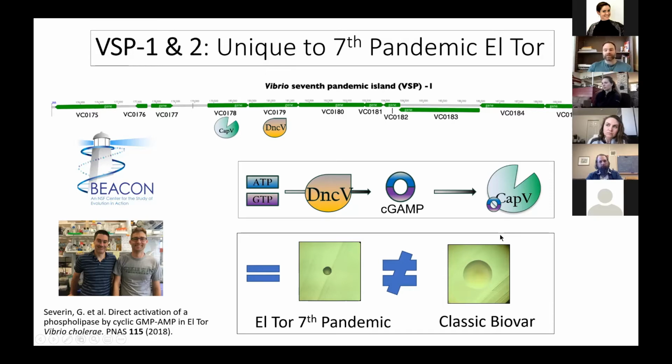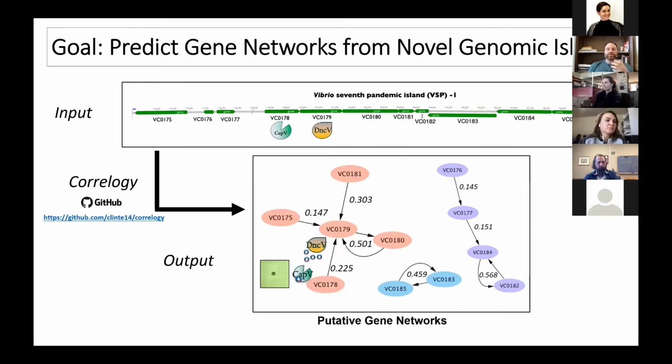Buoyed by this success, they were looking for a bioinformatic analysis of these 2 genomic islands to help them get some direction on which of these genes may work together. There's a total of 30 some odd genes in both islands. And so they turned to Beacon. Many of you may be familiar with Beacon. It's an NSF collaboration to study evolution in action. And I got on board to help them with the bioinformatics. So we've got these 2 islands, and they're unique. If you blast them, you get no hits. And so my thought was that we could try to predict gene networks from each island.